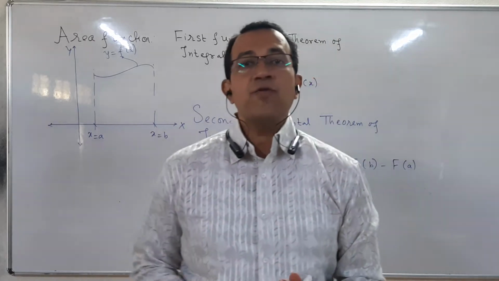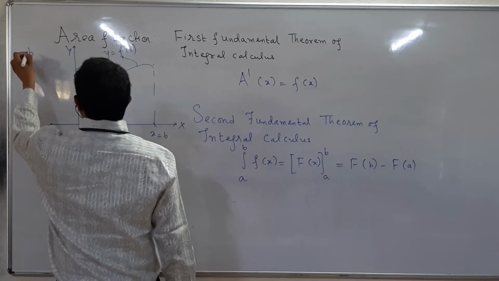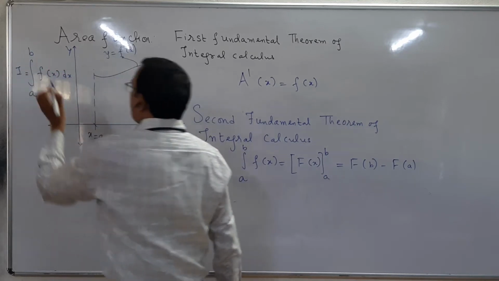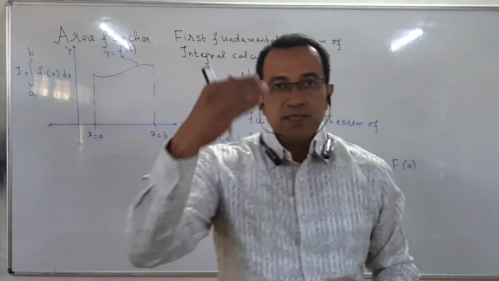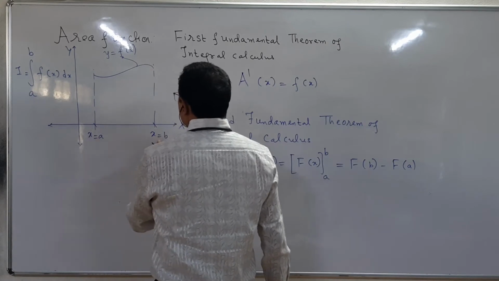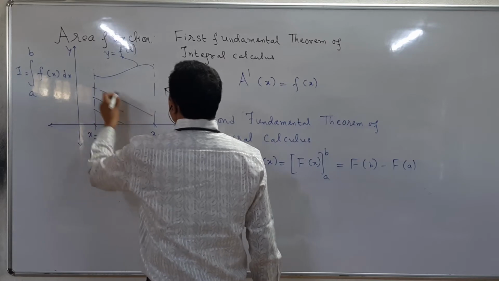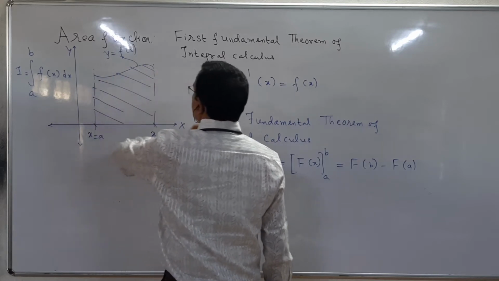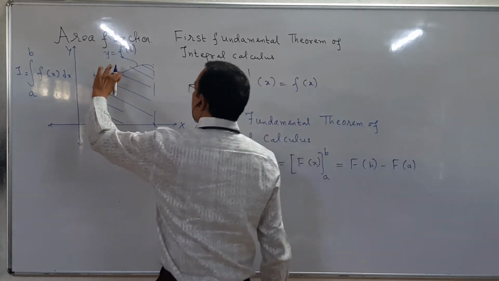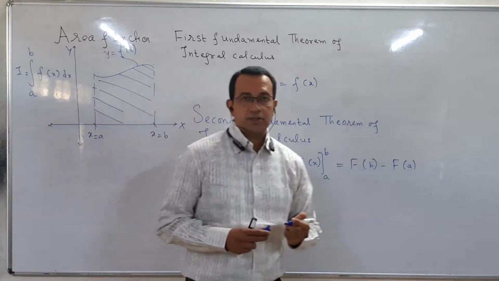So if I want to find the value of integral a to b f(x) dx, it is nothing but the area bounded between the vertical lines x is equal to a, x is equal to b, and the x-axis, and the continuous curve y is equal to f(x). This I have already taught.